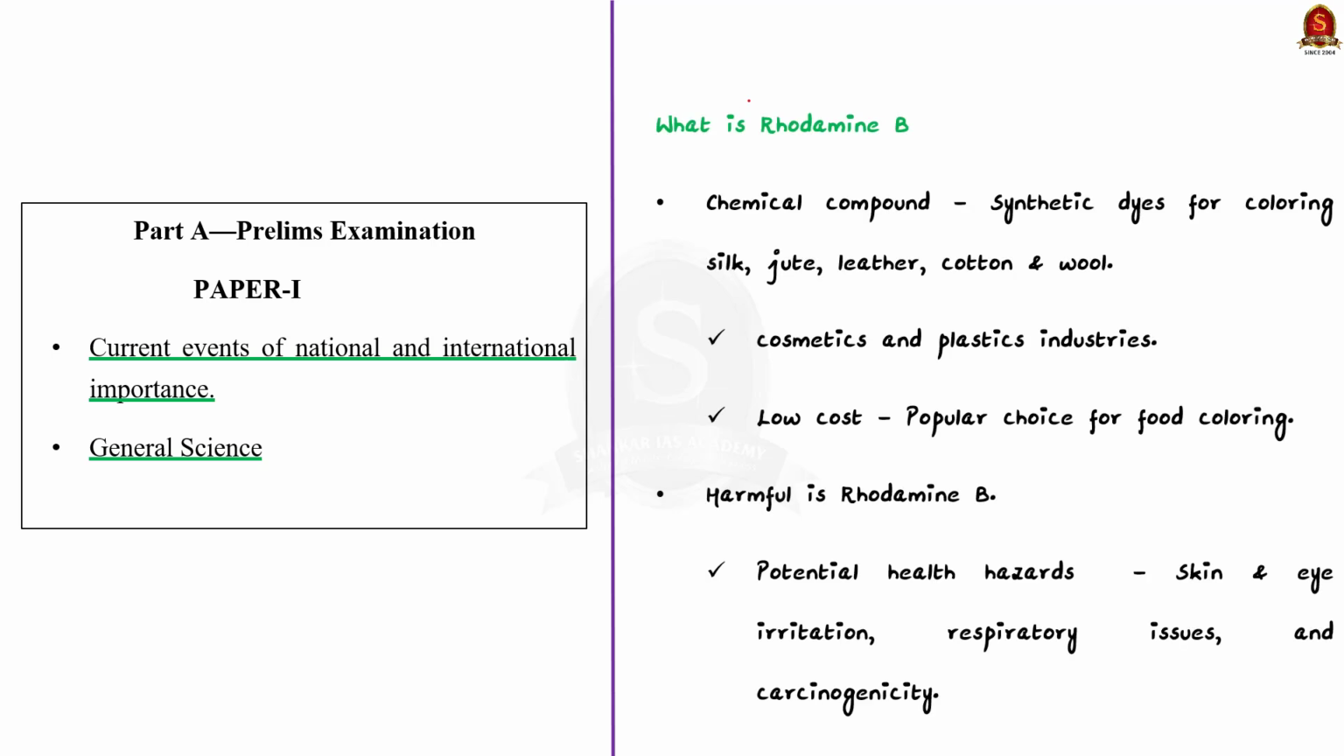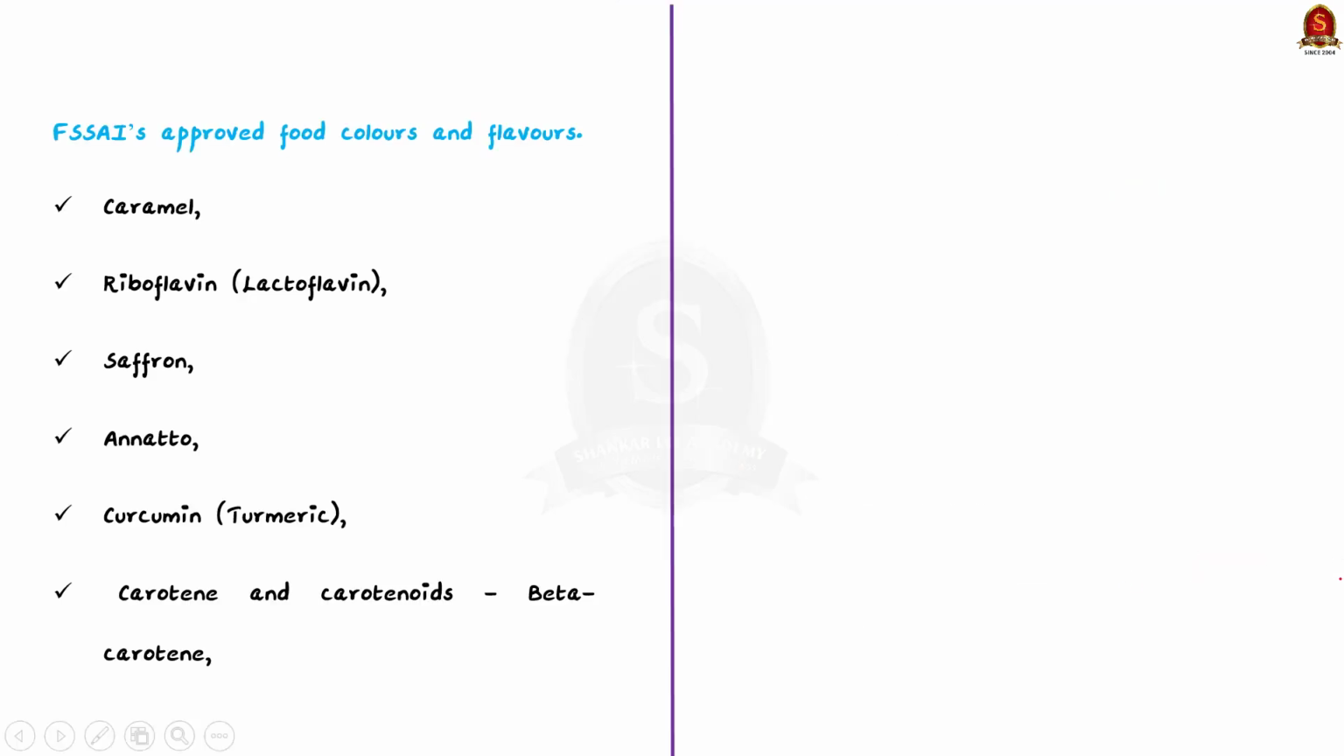See, rhodamine B is a chemical compound commonly used in synthetic dyes for coloring silk, jute, leather, cotton and wool, as well as the cosmetics and plastic industries. Know that its low cost makes it a popular choice for food coloring. Now let us see how harmful is rhodamine B. See, there are many reports indicating potential health hazards like skin and eye irritation, respiratory issues and carcinogenicity.